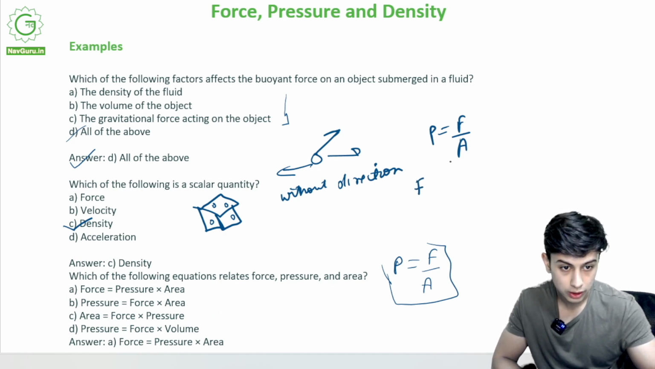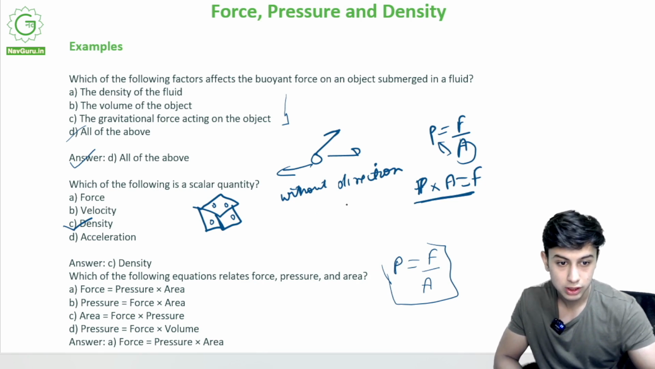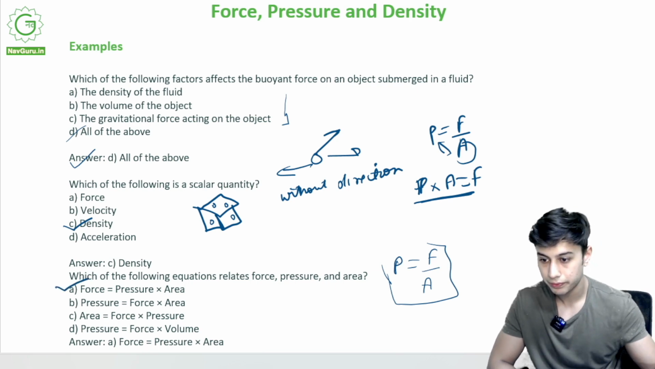What we can do here is P multiplied by A. This goes over here, it's in division here. It goes here, it gets multiplied, is equal to F. P into A is equal to F. So force is equal to pressure multiplied by area. Answer is option A.